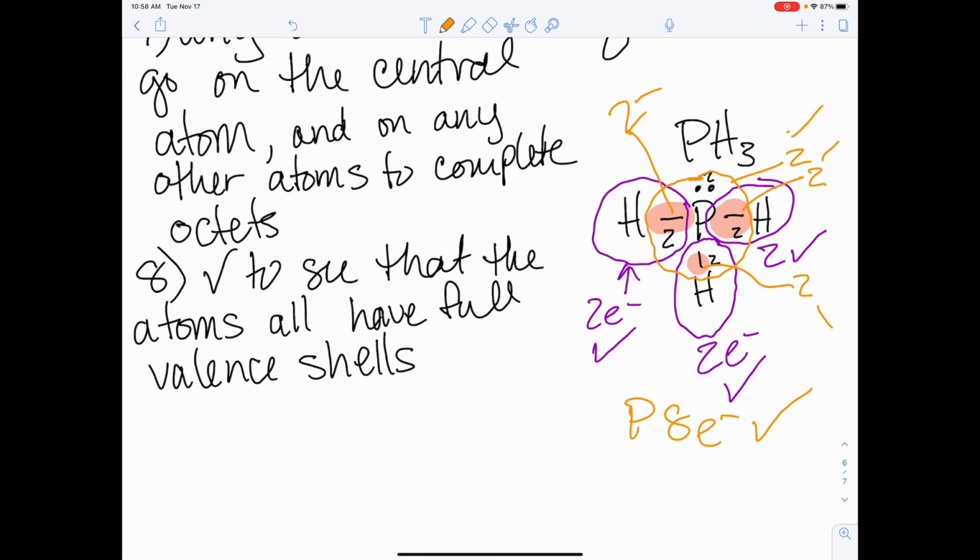So in this instance, all of the octets are satisfied. Everybody's valence shell is filled with electrons. It's energetically favorable. That works. I hope that this helps things make sense a little bit more. If you have specific questions, please ask.